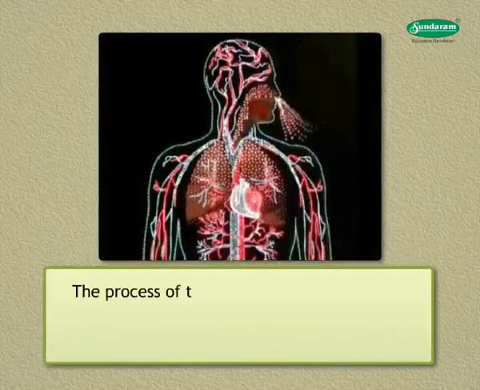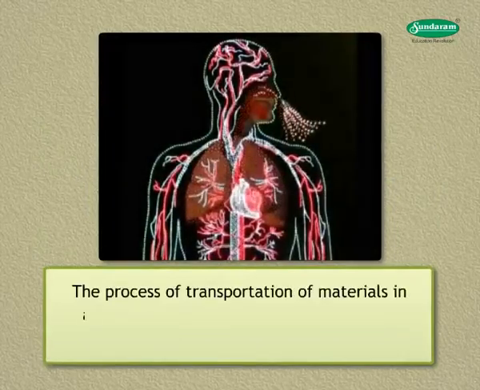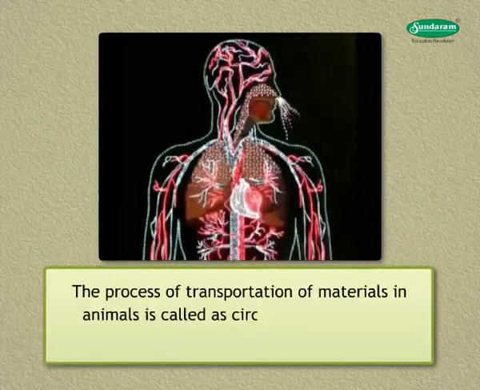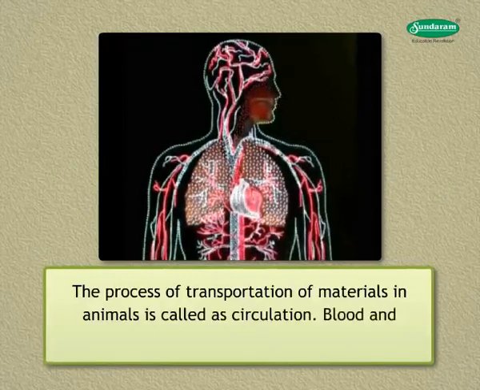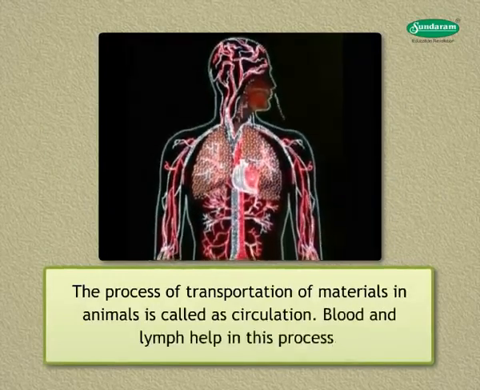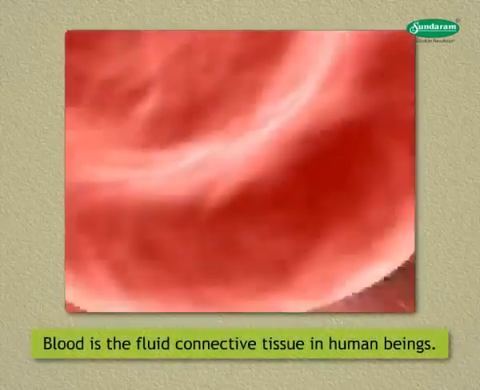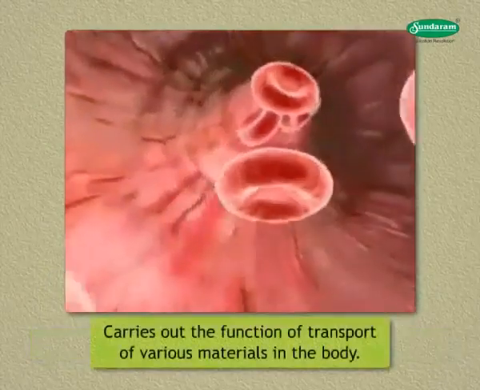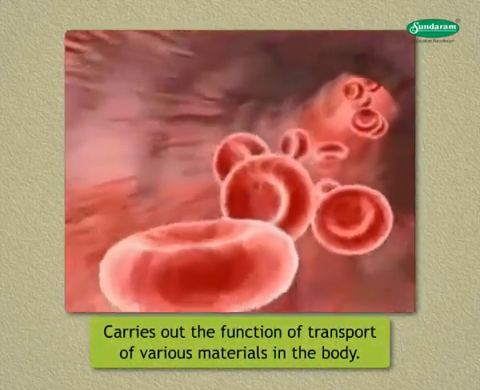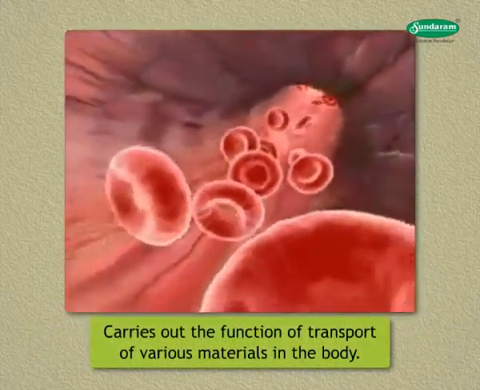Transportation in human beings. The process of transportation of materials in animals is called circulation. Blood and lymph help in this process. Blood. Blood is the fluid connective tissue in human beings. It carries out the function of transport of various materials in the body.